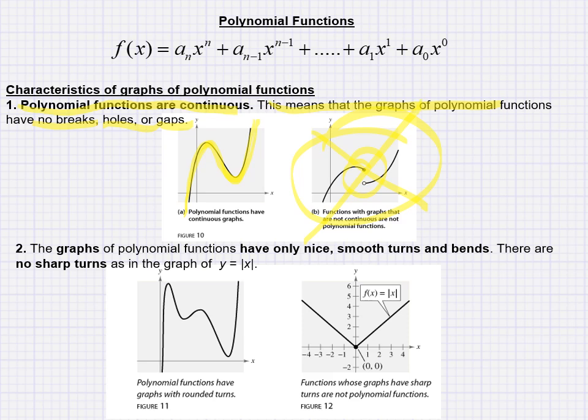Another thing polynomial functions have in their graph is only nice, smooth turns and bends. There are no sharp turns. It doesn't come to any points. Here, some of the turns might be sharper than others, but still they are smooth turns and bends. As opposed to this right here, where you come to a sharp point, that would not depict a polynomial function. So smooth turns and bends and all one solid piece are the two defining characteristics of a polynomial function's graph.